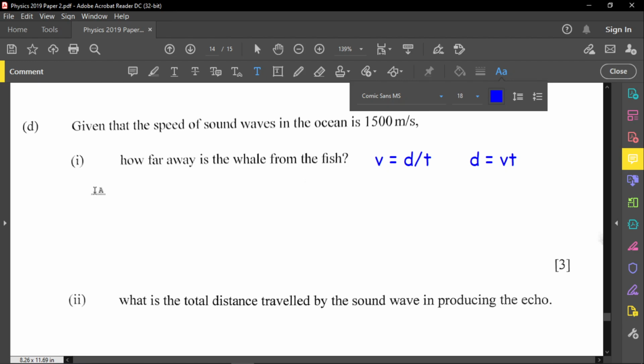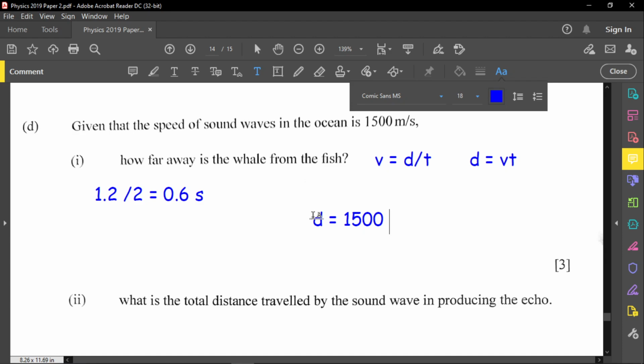Here I'm going to simply say time divided by 2. So 1.2 divided by 2 gives us 0.6 seconds. That's the time it takes for only one journey between the whale and the prey. So now we have a time, now we have a speed, we can find distance. Distance is equal to v times t, so it's going to be 1,500.